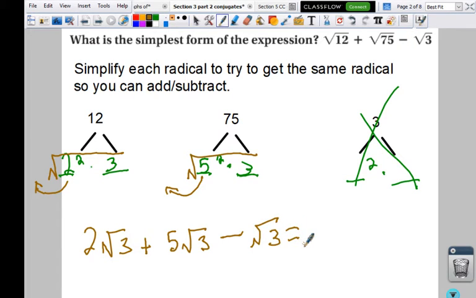Can I add or subtract these now? Yeah. So I'm going to go straight in order. 2 plus 5 is 7. Minus, so what number is in front of the square root? 1. So 7 minus 1 makes it 6 square root of 3. You did this yesterday, but now it's just a little tougher because there's 3 things instead of just 2. So I get 6 square root of 3.